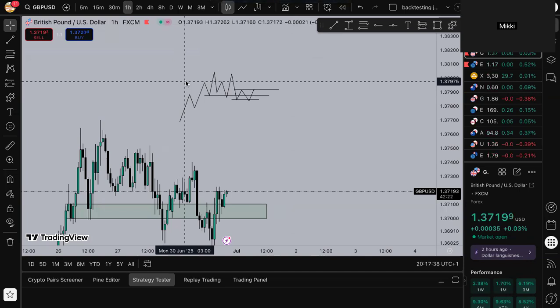Risk management. Everybody knows risk management. Risk 1% to get 2 or 3%. It's easy to say, but it's hard to do.